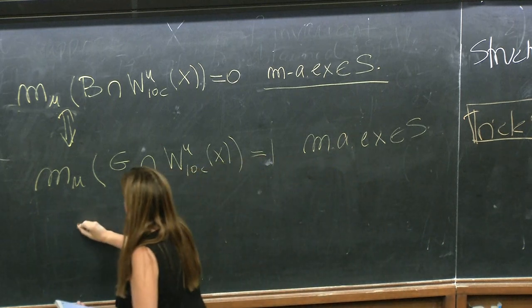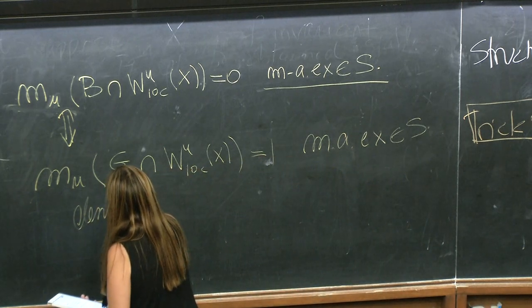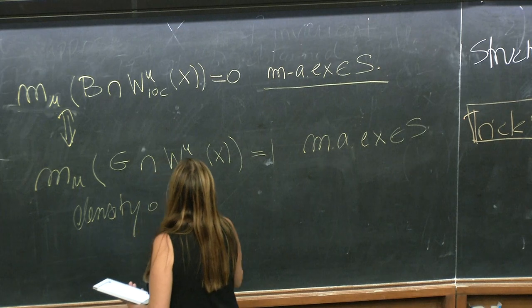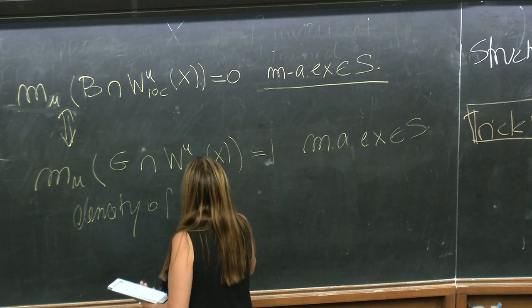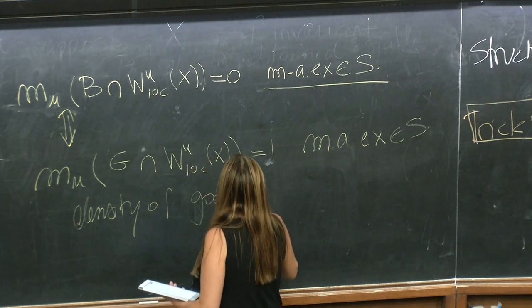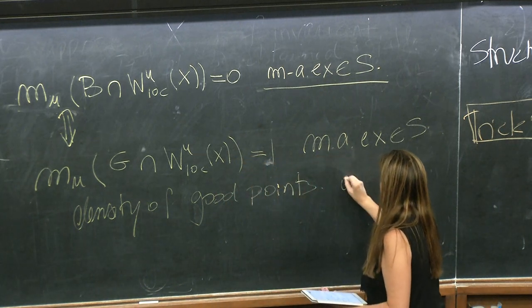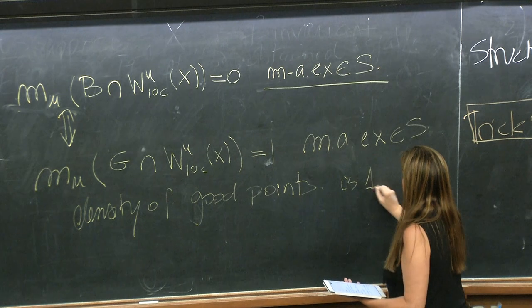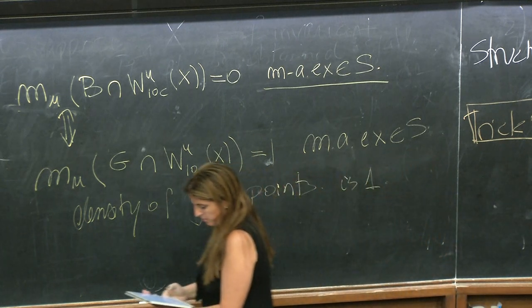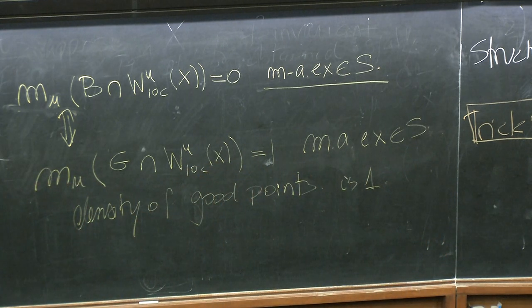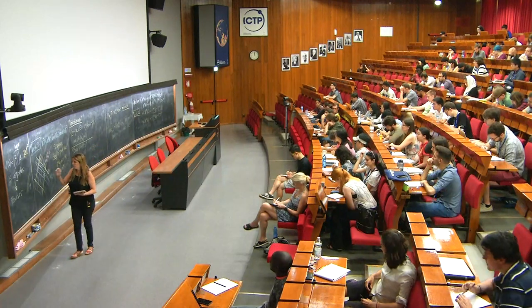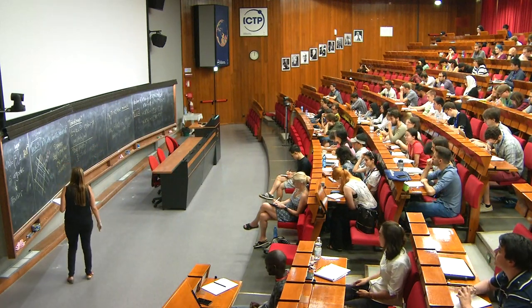So the density of good points is 1 along unstable leaves. Okay? Okay, now let's focus on what we want to do.